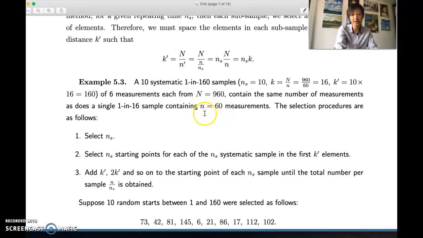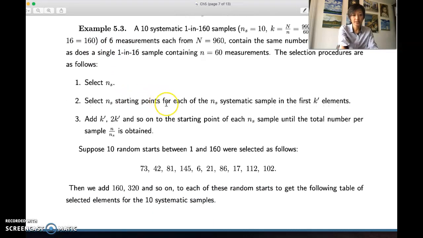Originally my sample size is 60. I want to repeat it 10 times, so the new sample size would only be 6. The n_s is the number of repeating times. Now the new interval: originally it would be 1 in 16, but now I want to put them further apart because I want that repeated 10 times. So the original 16 equals k, but now 16 multiplied by 10, so I would need to select 1 in 160 items, and each sample would have a size of 6. Okay, so that also explains how we can choose the sample.